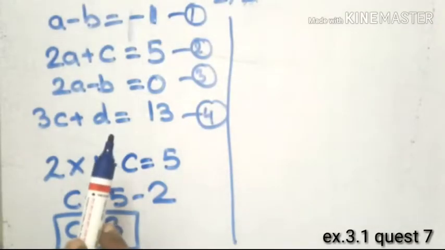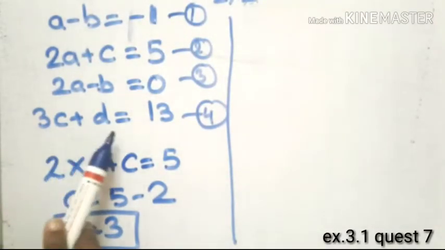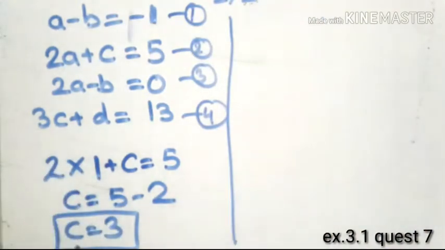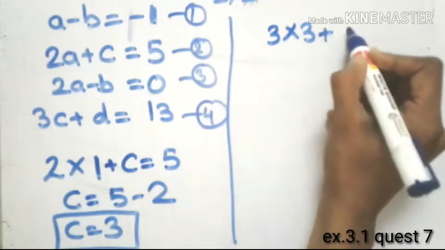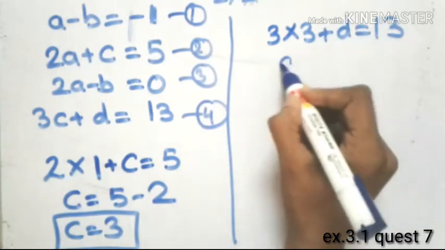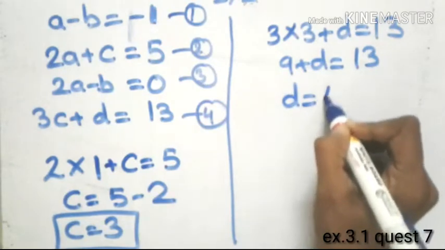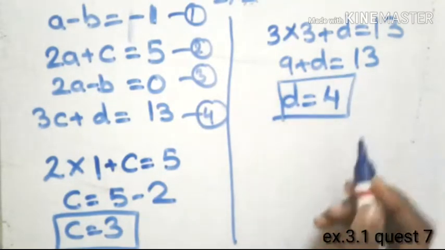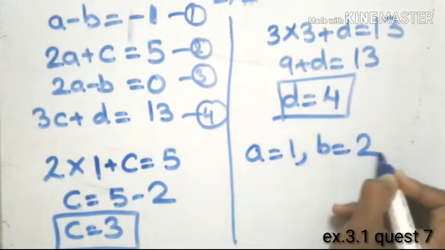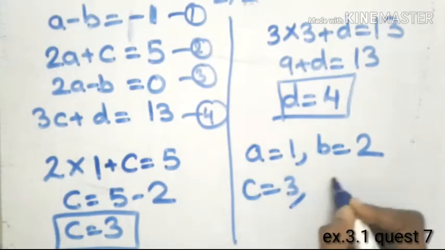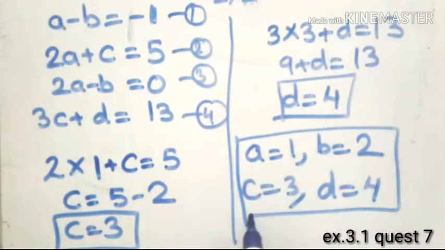Now how do we find the value of D? There is only one equation which has D, and that is the fourth equation. So let's substitute the value of C there. 3 into 3 plus D is equal to 13. So 9 plus D is equal to 13. So D value is going to be 4. So the answer is A is equal to 1, B is equal to 2, C is equal to 3 and D is equal to 4. So this is the solution.